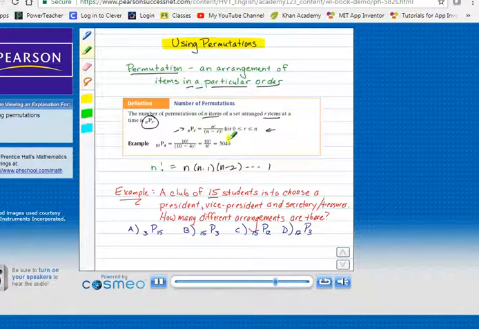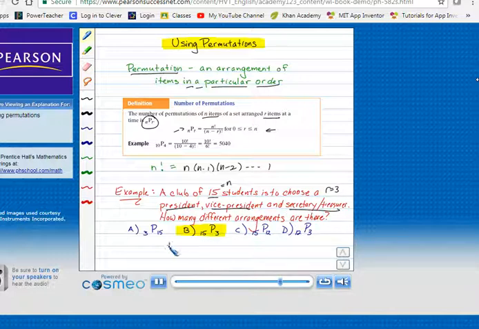If we just pay attention to the definition here, we see it's B. The n is the total number of students from which we're choosing. And there's 1, 2, 3 people being chosen, so r is equal to 3. So that's why it's this.